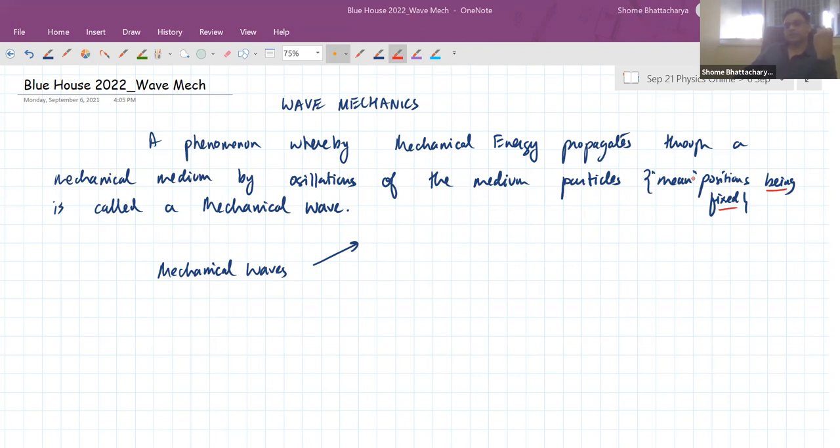And further, you will study a chapter called induction, where you will see that a time-varying electric field can create a magnetic field of its own. It induces a magnetic field and vice versa. A time-varying magnetic field induces an electric field also. So that continuation of fields, which are influenced by each other with their time variation, comprises what we call an electromagnetic wave. And that is, you can say, a third category of wave, which comes outside the domain of mechanical waves, because there are no mechanical medium particles involved.